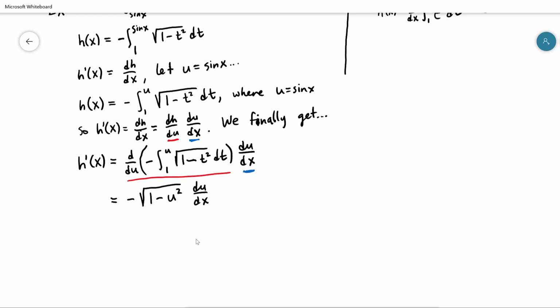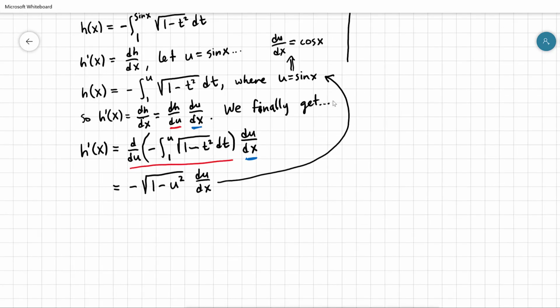Well, what is du dx? This piece I need to figure out from the way that we defined u of x way up here. If u is sine of x, then what does du dx equal? I just need to take the derivative of this expression with respect to x, both sides. du dx is equal to, what's the derivative of sine? Cosine. So that du dx is just cosine of x.